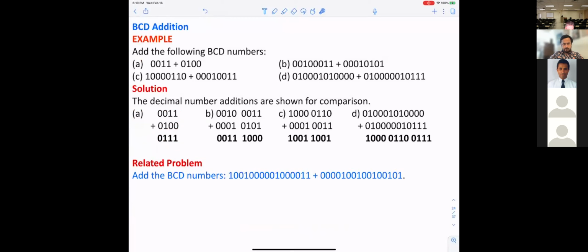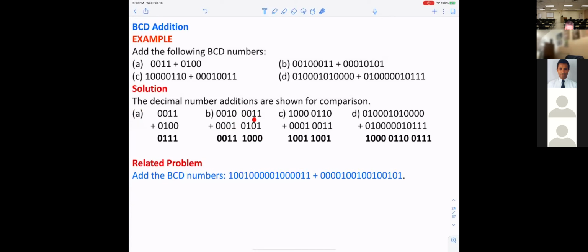Okay, next one. They want to add 0010 0011, which is 23, and 0001 0101. That means they get 2 digits. So now you add 1 and 1, you get 0, carry 1. Carry 1 means adding 1 to the next column.